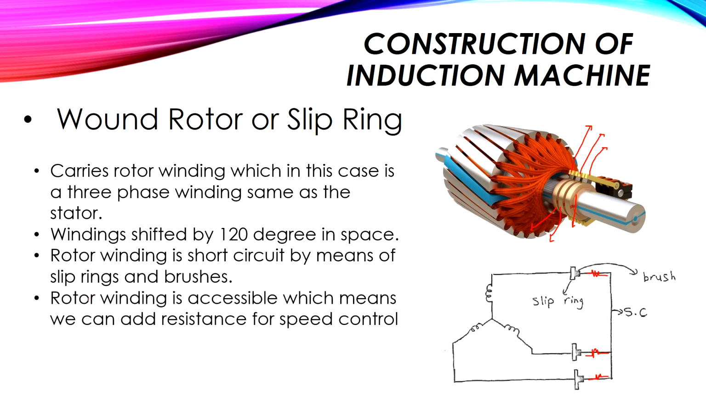The rotor winding, as we said now, is accessible, which means that we can add resistance for speed control and starting of the machine.